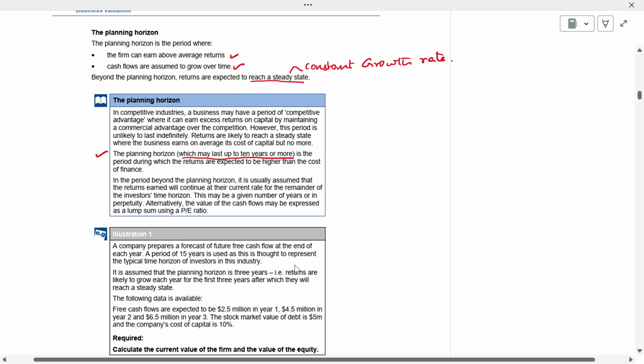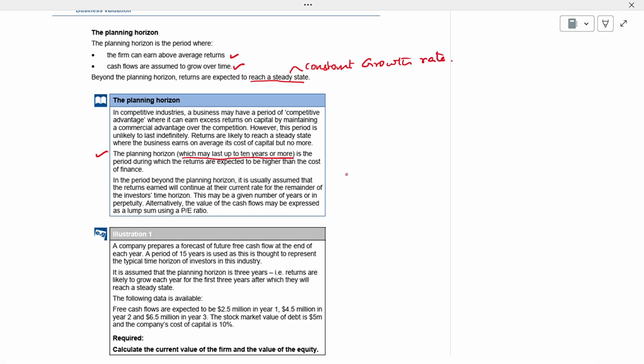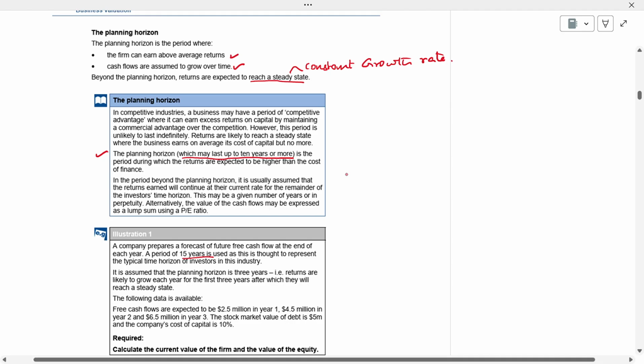Here the concept is not to repeat the same process again and again, to make you understand. A company prepares a forecast of FCF for future cash flows. A period of 15 years is used to represent a typical time horizon. It is assumed that the planning horizon is 3 years. Returns are likely to grow each year for the first 3 years, and after that they will go at a steady growth rate. Free cash flows are expected to be 2.5 in year 1, 4.5 in year 2, 6.5 in year 3.